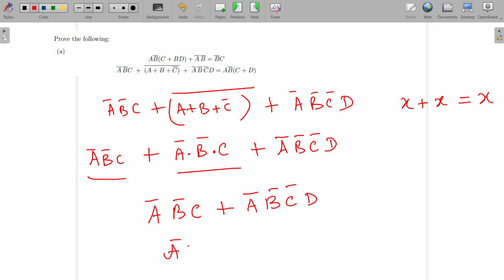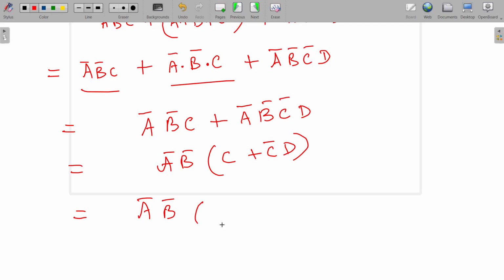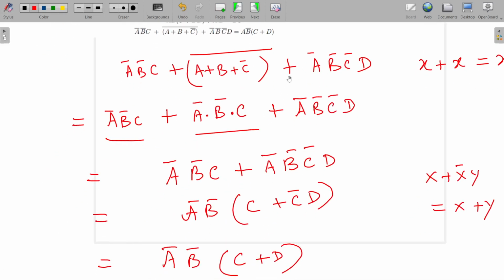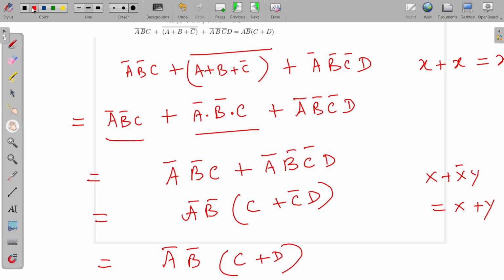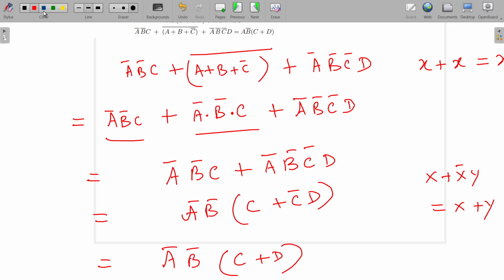In this, A bar B bar is common, so we take it out: A bar B bar within bracket C plus C bar D. That's of the form x plus x bar y, which can be written as x plus y. So C plus C bar D can be written as C plus D. Now have a look at the right hand side of our problem. It is given as A B bar C plus D. So the answer is also given wrongly. It must be A bar B bar into C plus D. This is the correct answer. What is given on the right hand side is wrong. Okay, thank you.